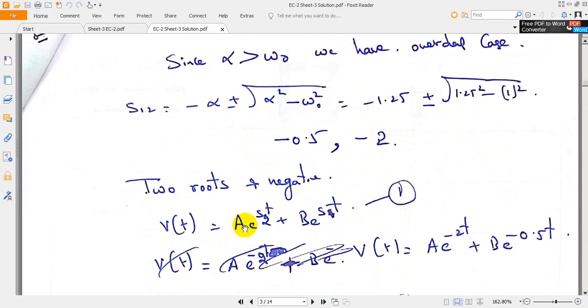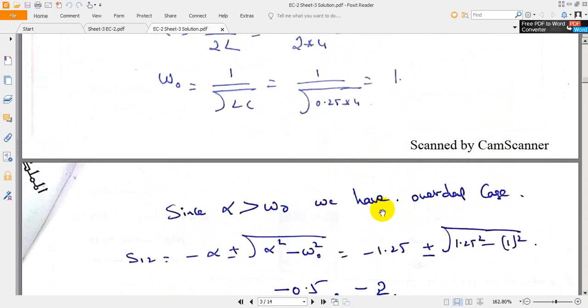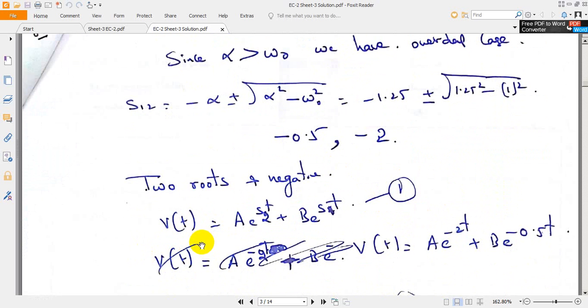So for an RLC series circuit with an overdamped case, the voltage across the capacitance v(t) is given as A e power s2 t plus B e power s1 t. This is the response of the circuit. Either you can write s1 first or s2 first, you will get the same values. Nothing to worry.